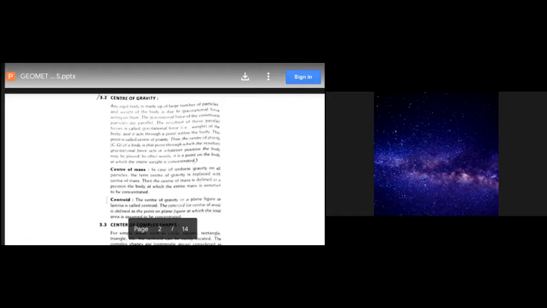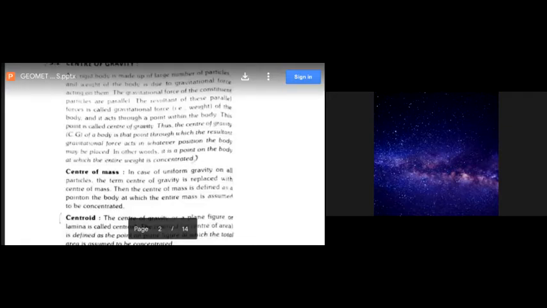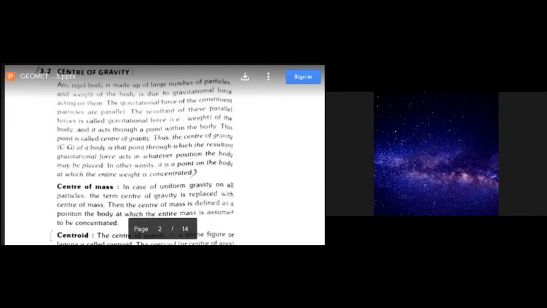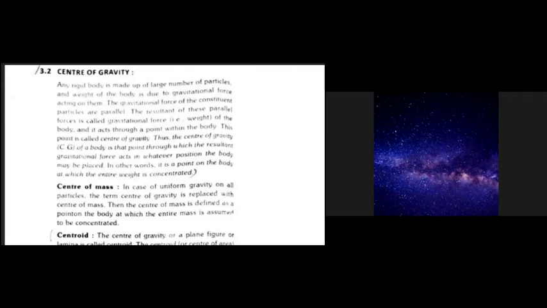First, we have to know what center of gravity is. Any body consists of a number of particles. Each particle has its self weight. According to the definition, the weight of a body is the gravitational force acting on that particle, and it acts in the downward direction.